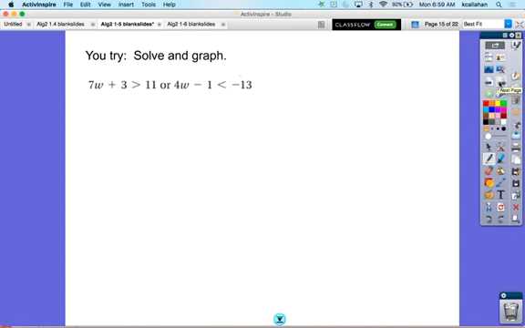Okay, here's your you try, so hit pause, and when you're ready, hit play. I'm going to do this. -3, -3, 7w is greater than 8. Divide by 7. W is greater than 8 over 7. Add 1.